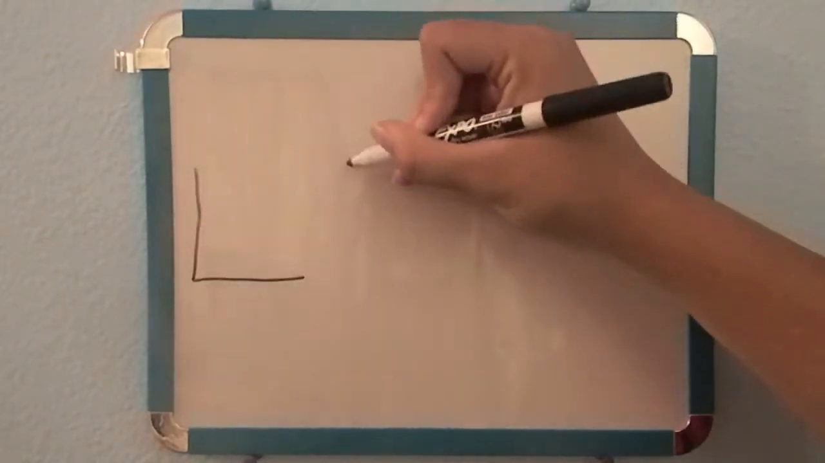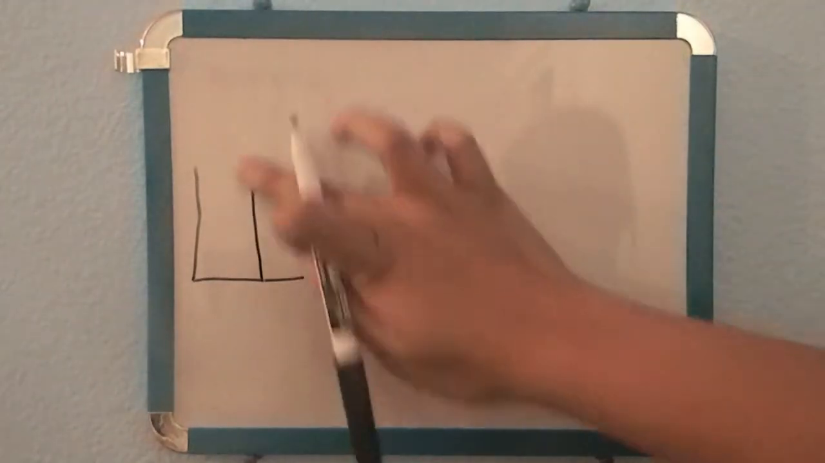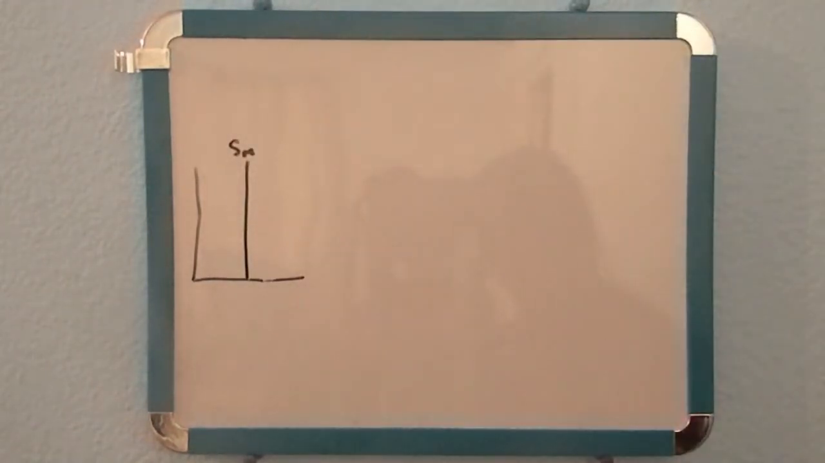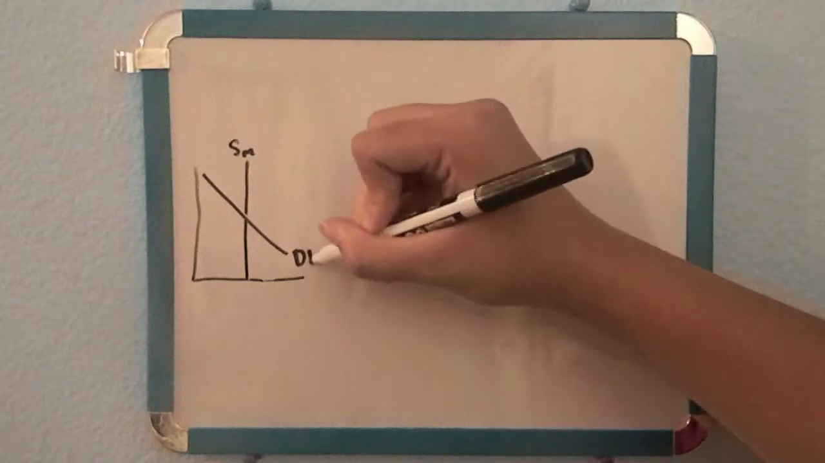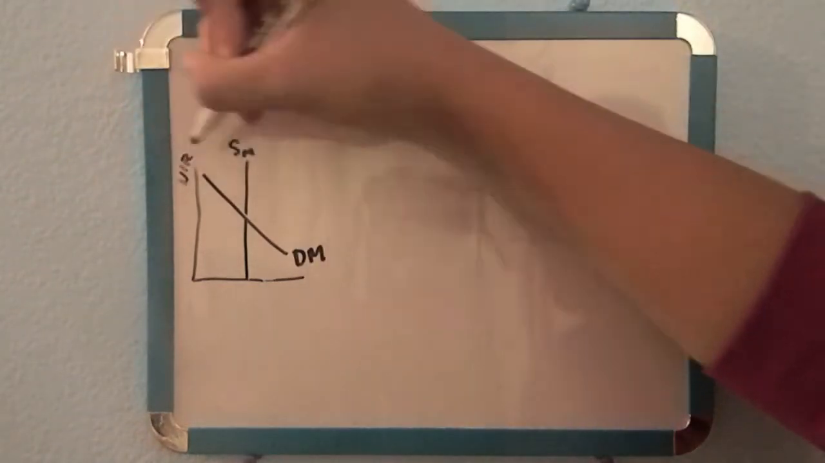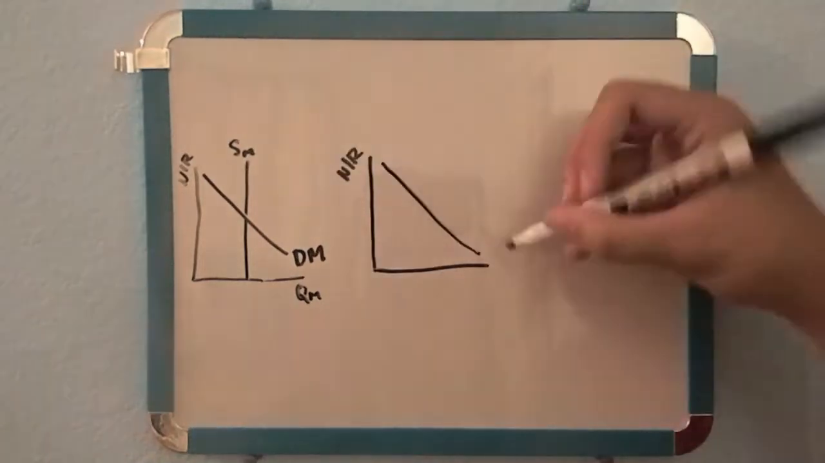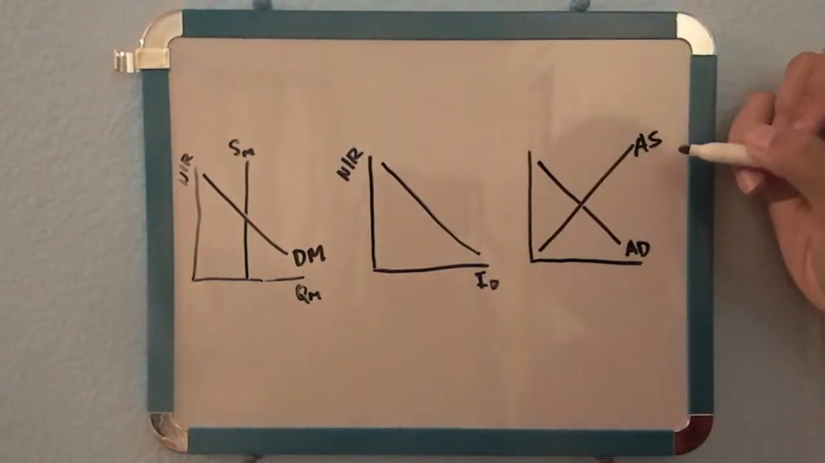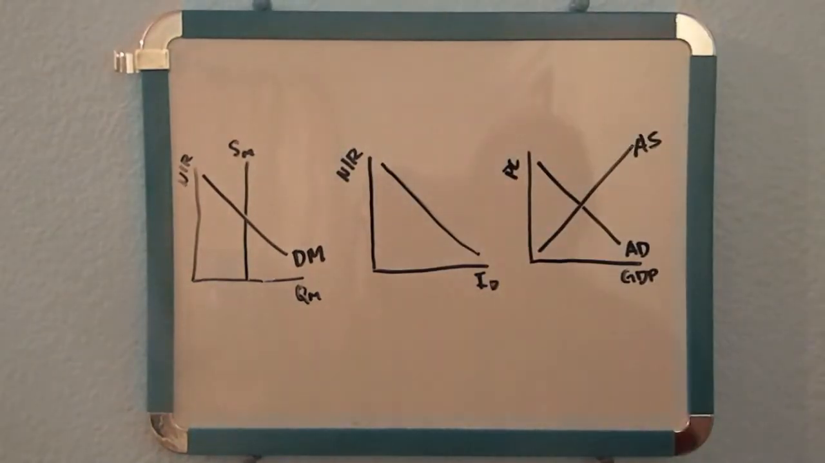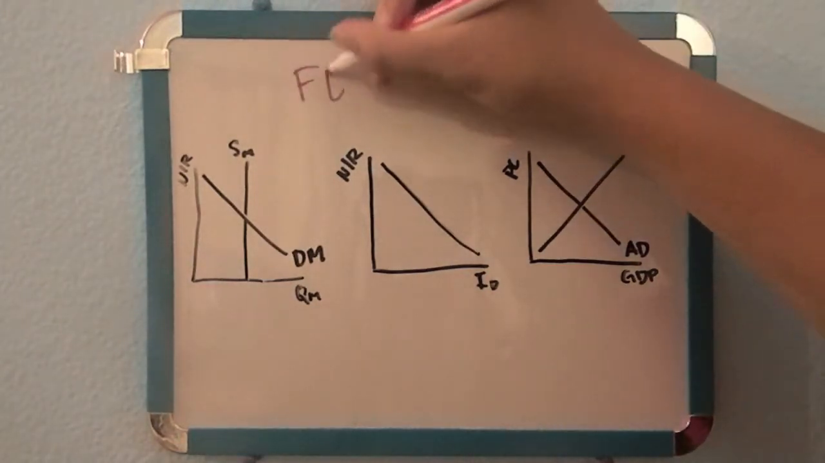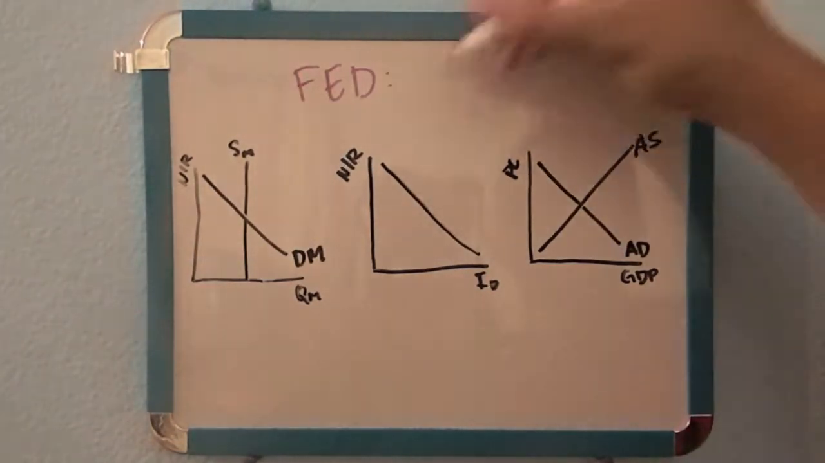Hi everybody. So we're going to be talking about how the Fed's decisions can affect our three graphs here. The first one we have is the supply and demand of money. Oh god, that looks terrible. The investment demand and our aggregate supply and aggregate demand graph. Hopefully you can see what's going on here with my labels.